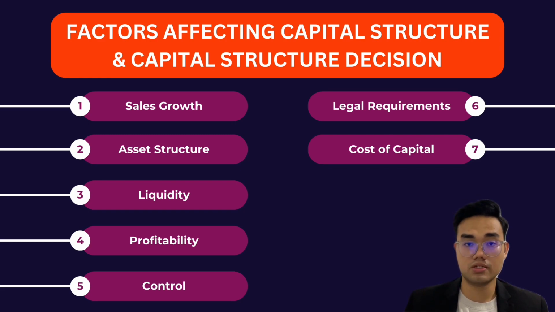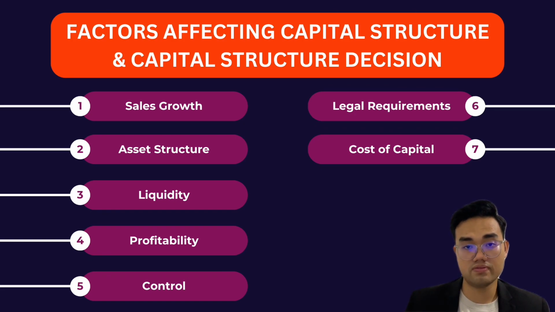The third one, liquidity. Liquidity, or a company's ability to pay off long-term liabilities with its own assets, is another factor influencing capital structure. High liquidity levels indicate the company's capacity to settle current debt obligations without resorting to additional debt financing. Conversely, companies with low liquidity may need to rely more on debt to meet their financial obligations.